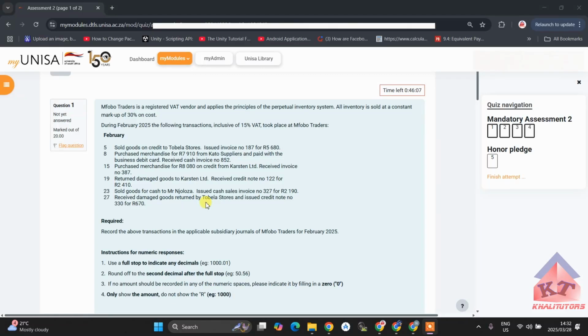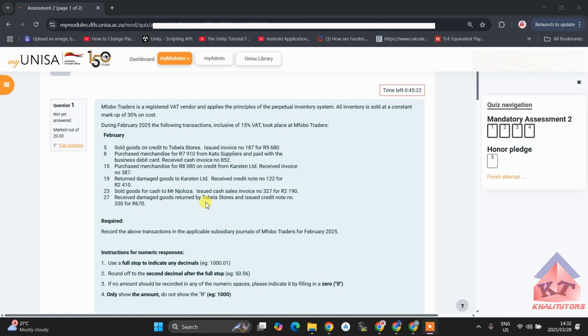So the gist of assignment number 2 is to test your understanding of subsidiary journals. Okay, so let us look at this question here, and this is the question that is worth more marks. So if you nail this one, you should be able to do well. Let us read and try to explain what they mean.